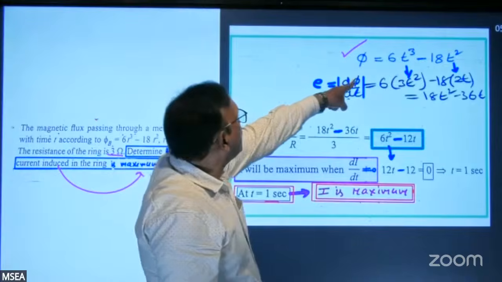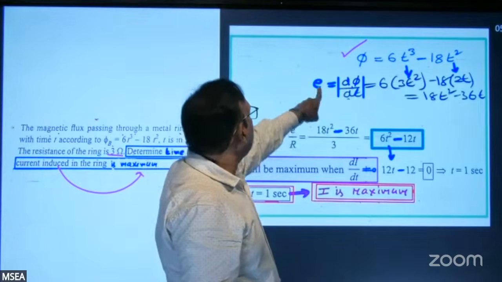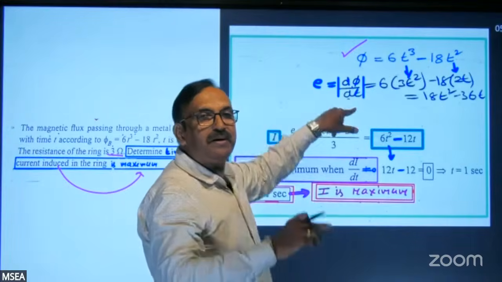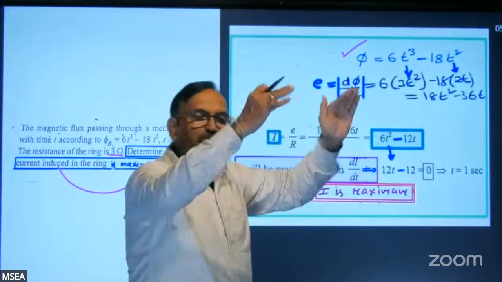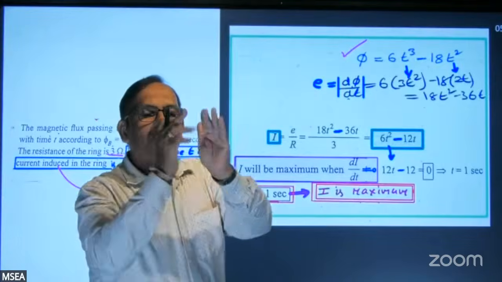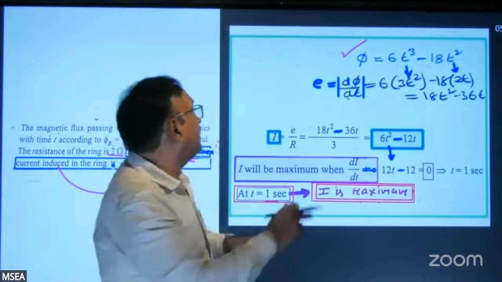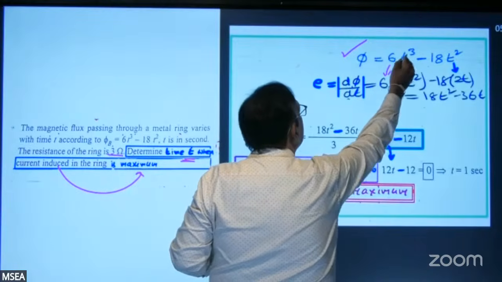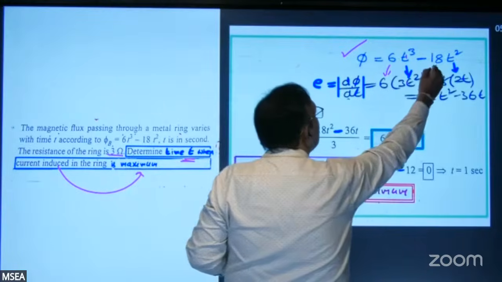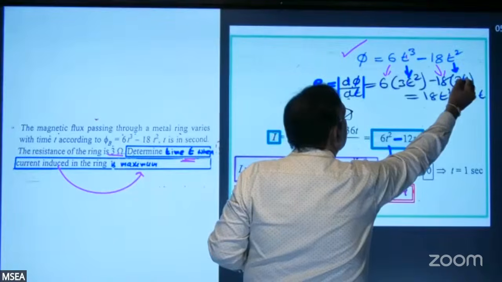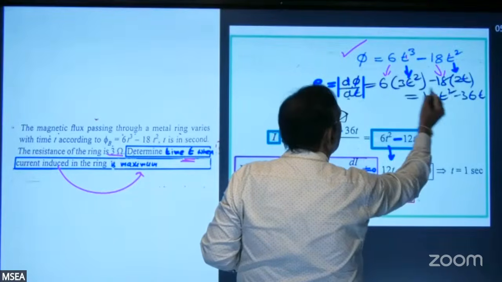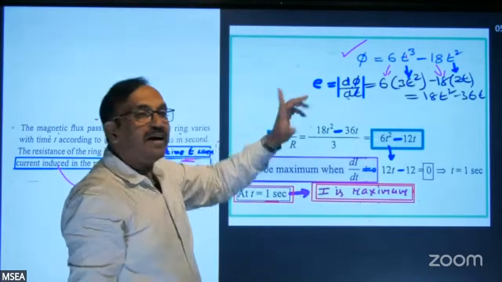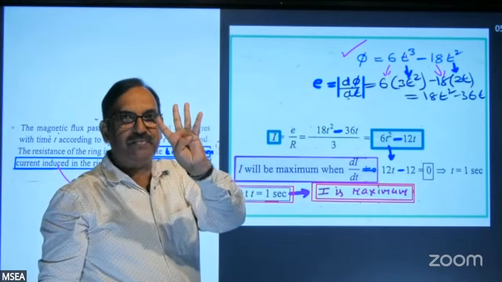Flux is given as 6t cube minus 18t square. I want to know what is the EMF developed there. The EMF developed is nothing but the mod of d phi by dt. So what is d phi by dt? You have to differentiate it. 6 as it is. Differentiation of t cube is 3t square. 18 as it is. Differentiation of t square is 2t. If you simplify, 18t square minus 36t. This is the EMF induced. Already we have done differentiation once, please.